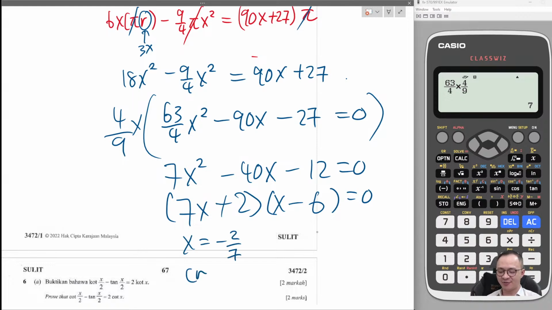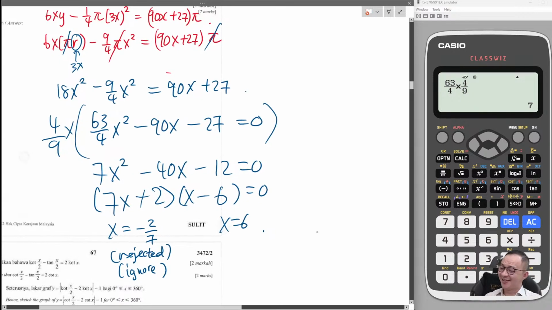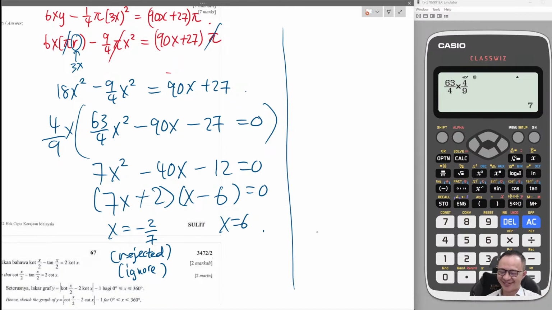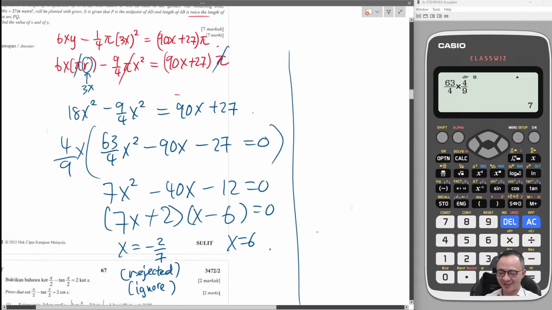This one is just rejected. But I see in SPM they use the word ignore. Yeah, maybe you all can try the word rejected. x equals to 6. Yeah, I guess a lot of you saw my mistake. I'm grateful so many of you are still so enthusiastic in the class, in the live stream. Doesn't fall asleep. Good job, guys.